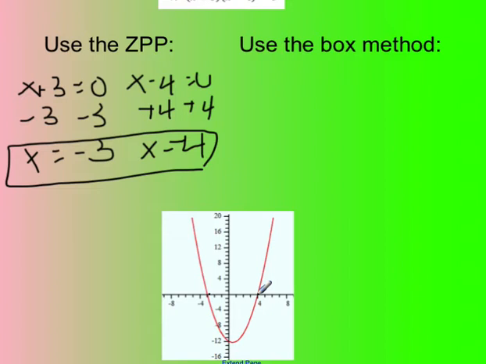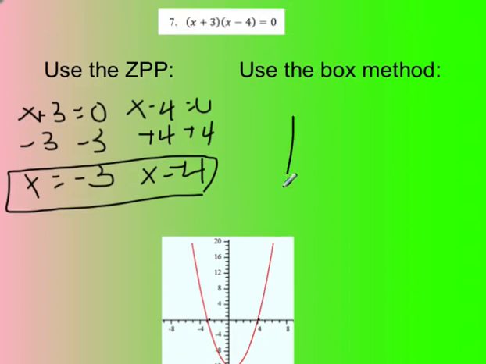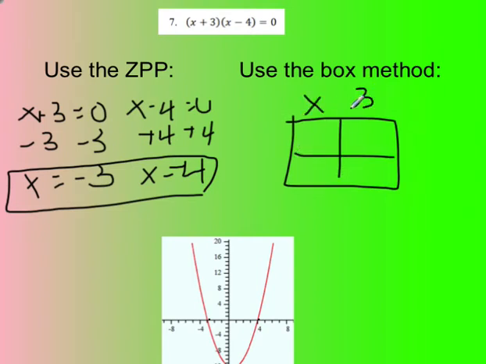Well, let's just use the box method quickly. When we use the box method to multiply these two, we're undoing the factoring that had happened. So x times x is x squared. x times 3 is 3x. Negative 4 times x is negative 4x. Negative 4 times 3 is negative 12.